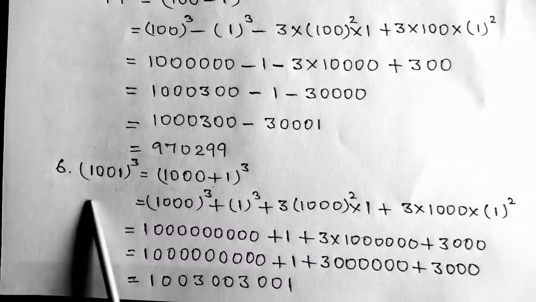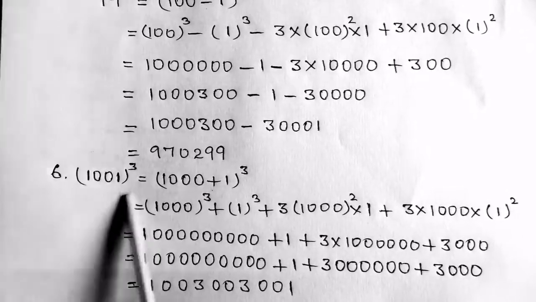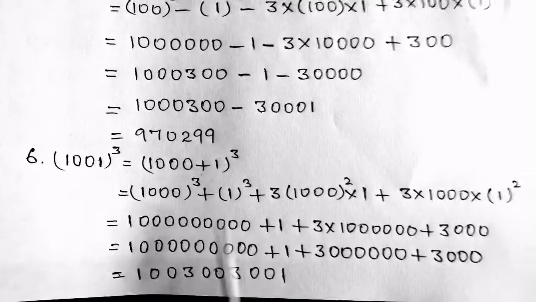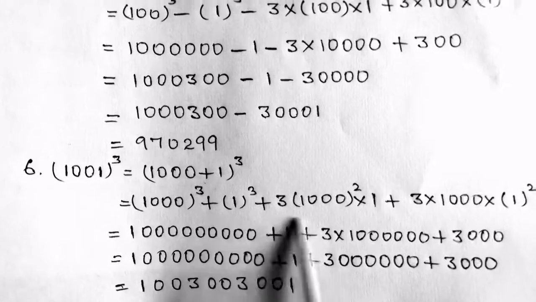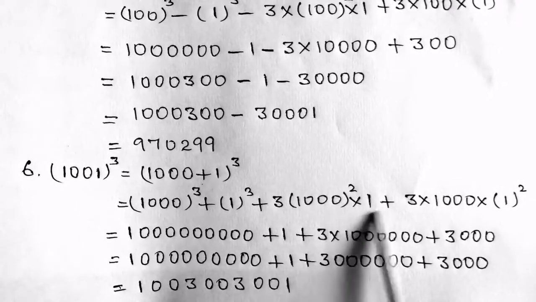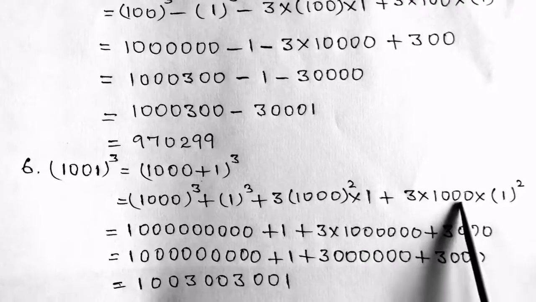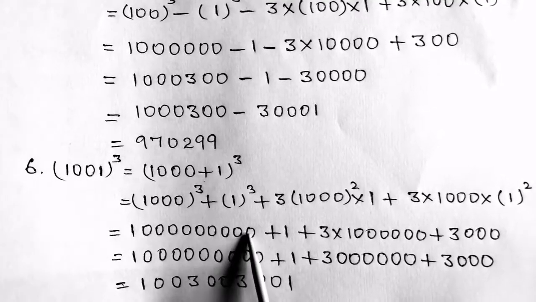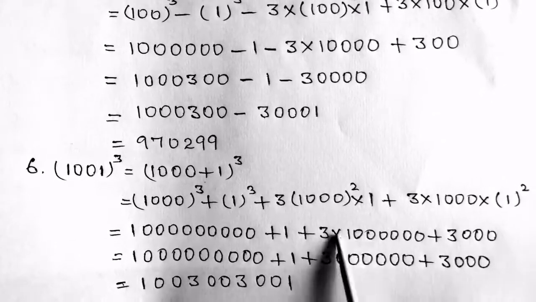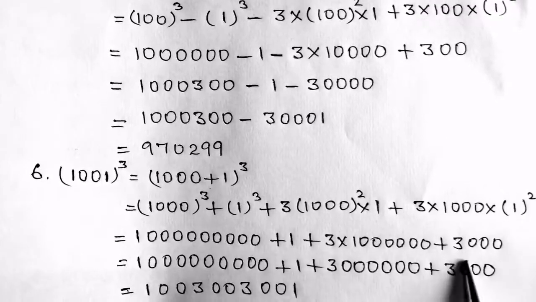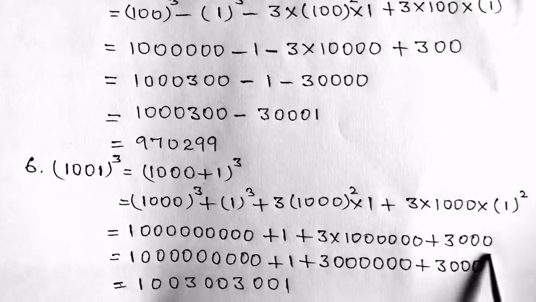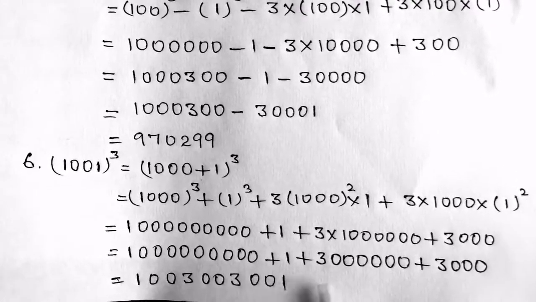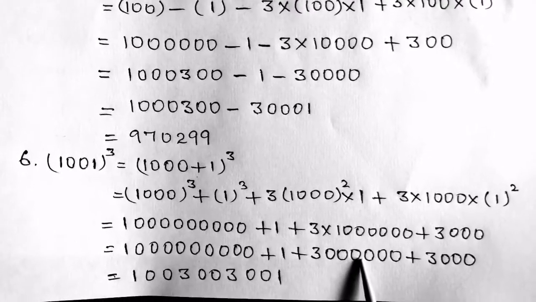Finally, the last question, that is cube of 1001. Again, 1001 can be written as 1000 plus 1, cube of this, and then use the formula (a + b) whole cube. So that is cube of first plus cube of second plus 3 into square of first into second plus 3 into first into square of second, right? So cube of 1000, you'll get 1 followed by 9 zeros, plus cube of 1 as it is, then square of 1000 you'll have 1 followed by 6 zeros, and here 3000, right? Add all, this is the answer: 1,003,003,001. I hope you have understood. Thank you.